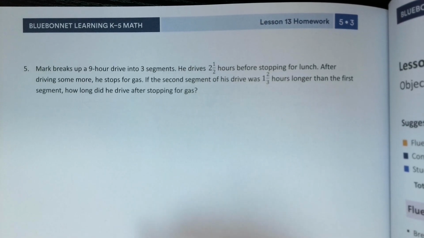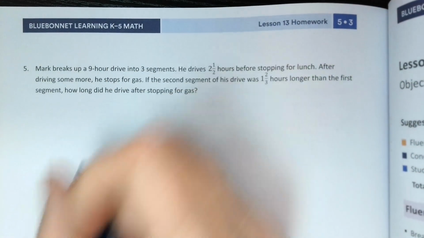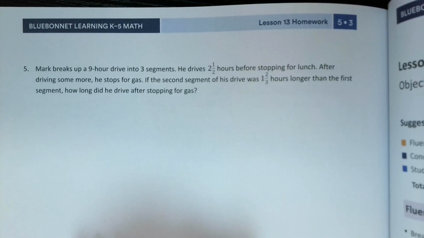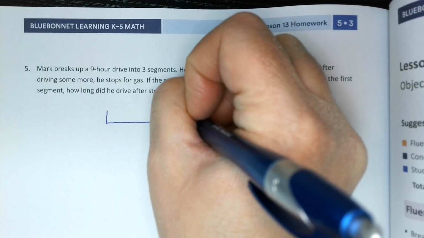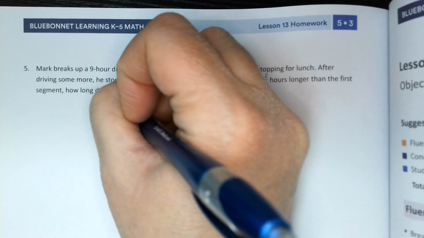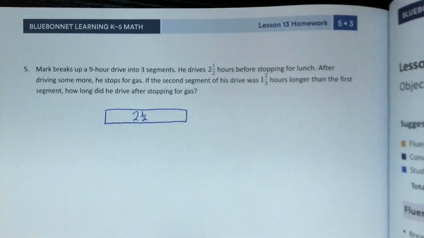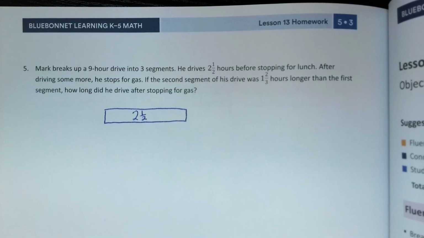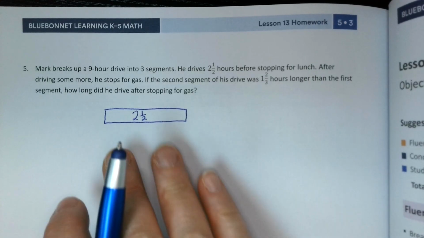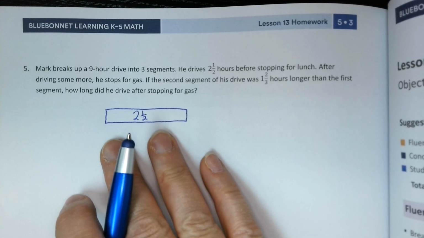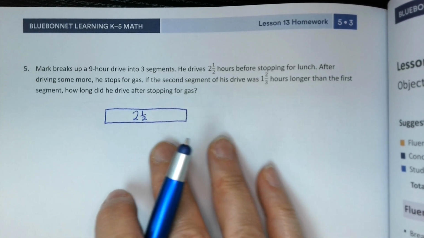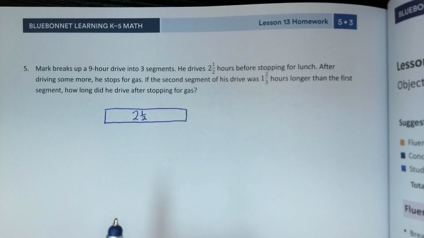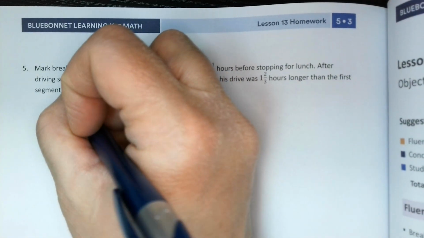Well, this one is very, very interesting. So he's going to have 3 segments. So he's going to start and he's going to drive for 2.5 hours. After driving some more, he stops for gas. So he's driving a second segment. If the second segment of his drive was 1 2/3 hours longer than the first segment, so this is segment 1.